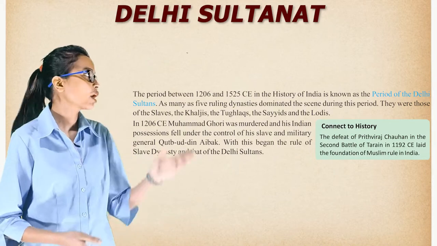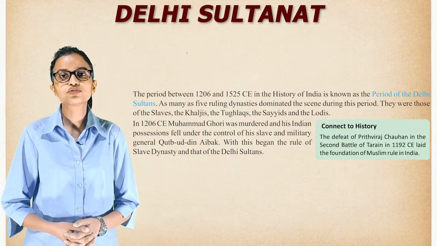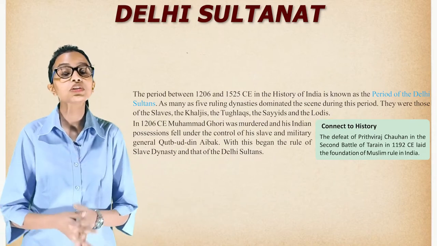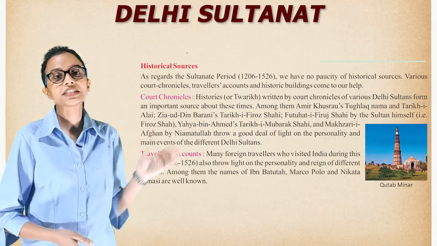Now, it's time for Connect to History. The defeat of Prithviraj Chauhan in the Second Battle of Tarain in 1192 CE laid the foundation of Muslim rule in India.